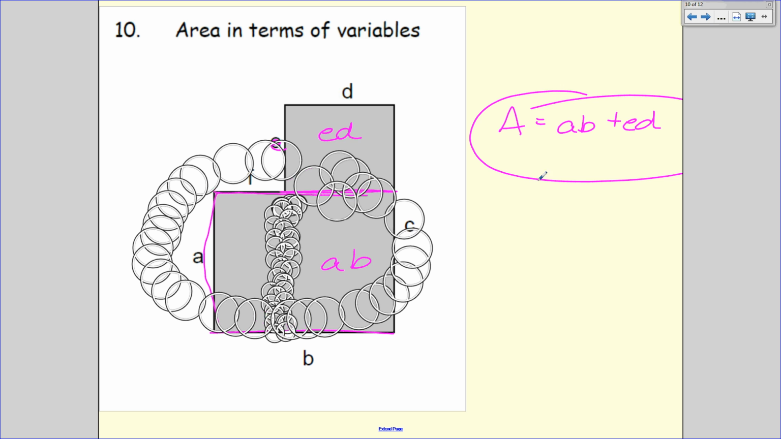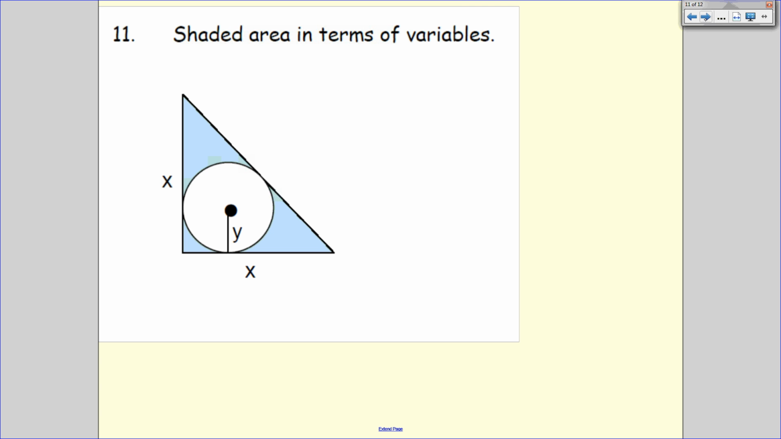You're done. Super easy. Okay, number 11, the shaded area, they're wanting you to leave it in terms of x and y. So I have a triangle minus a circle. Well, since this is a right triangle, then we're going to go base times height divided by 2. So remember, we talked about in a right triangle, you just multiply the legs. So the legs here are x's. So this is x times x divided by 2.